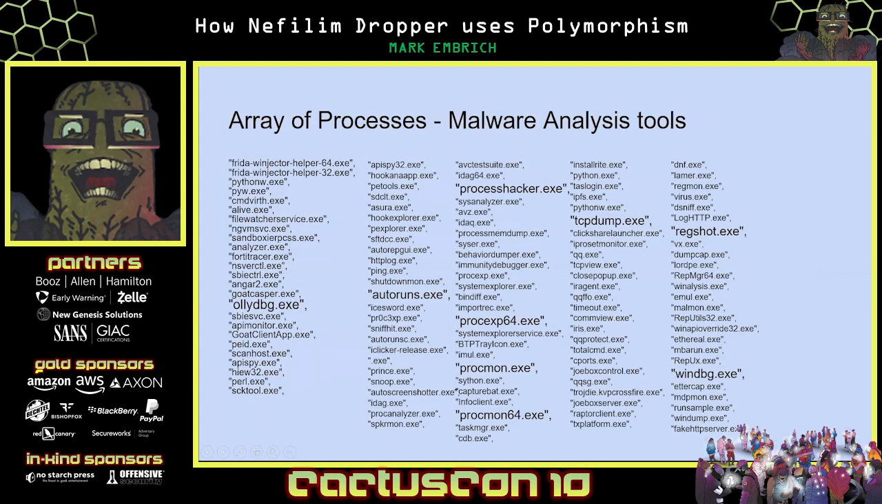So what's in the list? Sorry, I know this is really small to read, and even then I couldn't fit all 139 items. But in this list, we do see a lot of malware analysis things like Procmon, Process Explorer, Ali Debug, WinDebug, TCP dump.